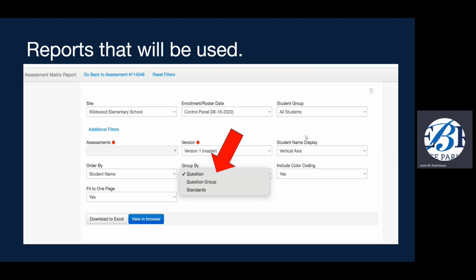You would then want to make sure you have the option to group by multiple things. For the purpose of this report, we will group by question, meaning that the report will display all of the questions in numerical order.